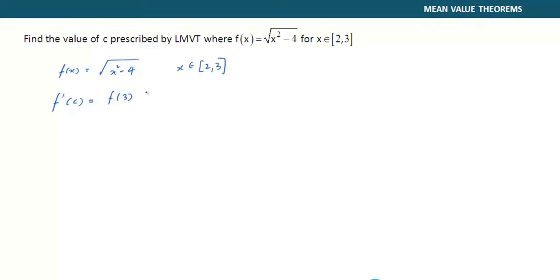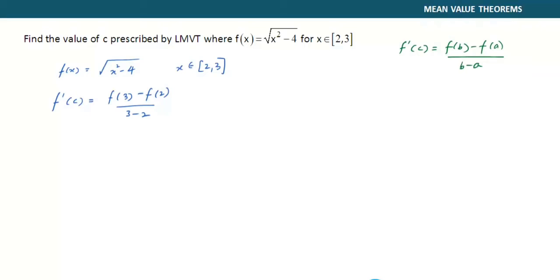So here it will be f(3) minus f(2), divided by 3 minus 2. Why am I doing so? Because just remember that for the LMVT, what we used to do was that f'(c) should be equal to (f(b) minus f(a)) by (b minus a). This is what we were to prove.